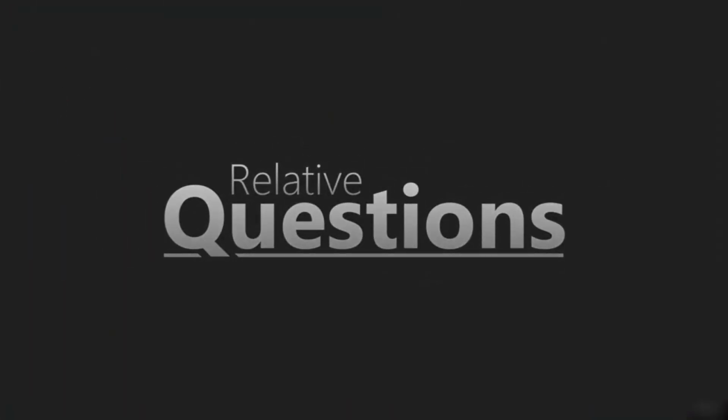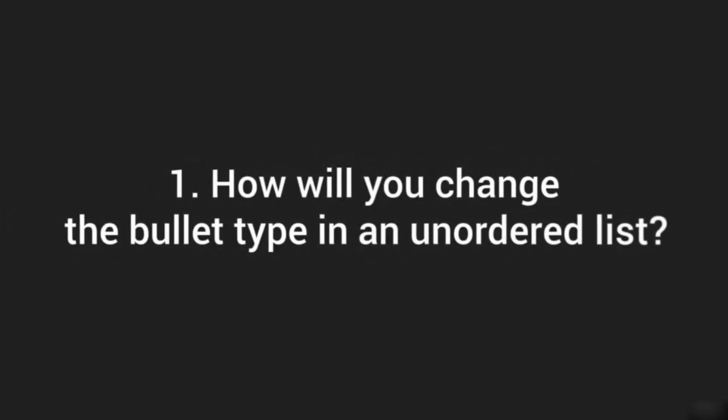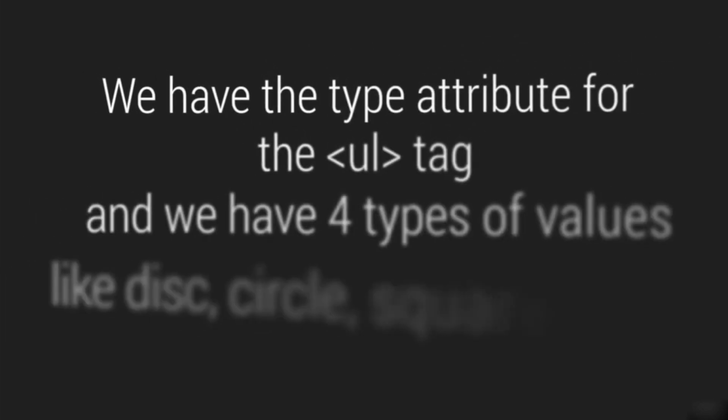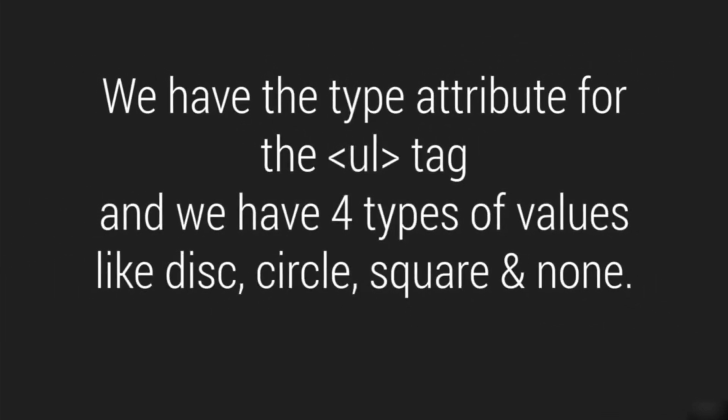Now let's talk about a relative question. The question is, how will you change the bullets in an unordered list? So as discussed, we have the type attribute and we have 4 types of values here: the disk, the circle, the square and none, which we have seen practically. So this is how you change the bullet type.